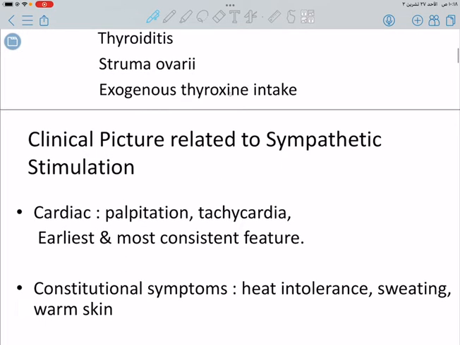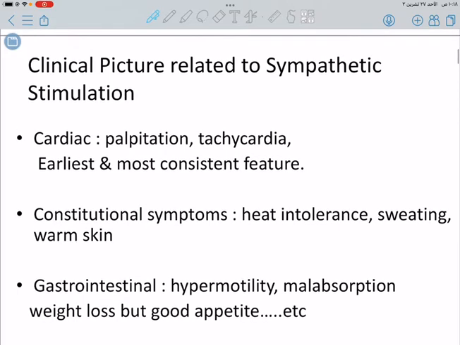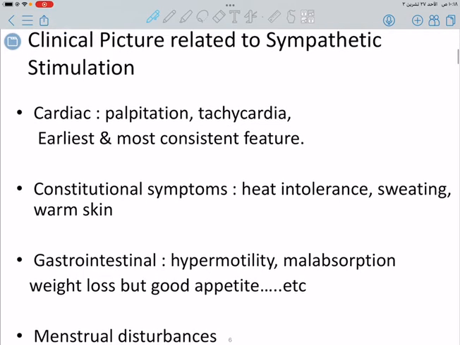Clinical pictures related to sympathetic stimulation due to elevation of T3 and T4 is with thyrotoxicosis. شو بيصير عند هذول patients اللي عندهم thyrotoxicosis? They present with symptoms related to the heart, cardiac symptoms, palpitation, tachycardia, which are the earliest and the most consistent feature. يعني palpitations والtachycardia موجودة بكل الناس اللي عندهم thyrotoxicosis, and it's the earliest sign. يبلش عندهم palpitation مع increase in the heart rate.